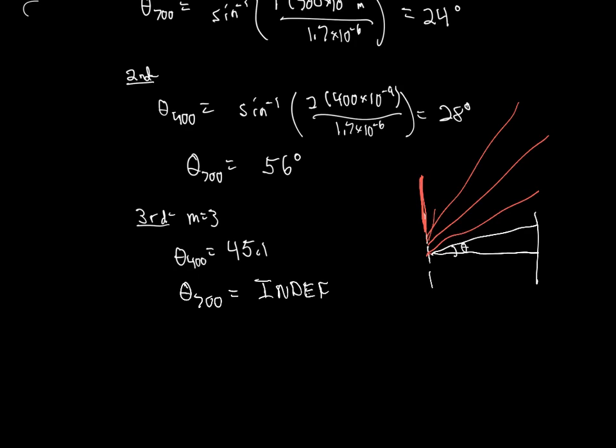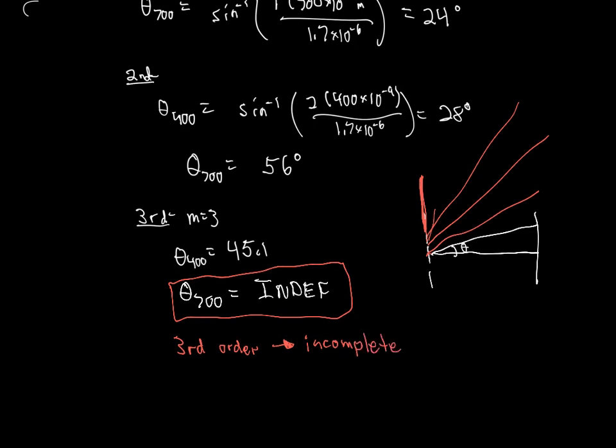Because this is indefinite, because this will not give you an answer when you plug it into your calculator, that means the third order is incomplete. It means that light would be diffracted more than 90 degrees, so you won't get the third order.